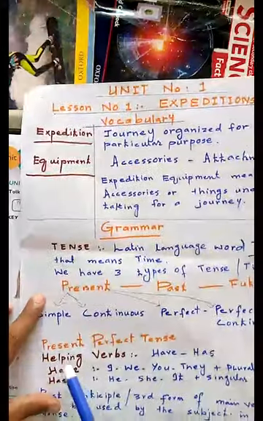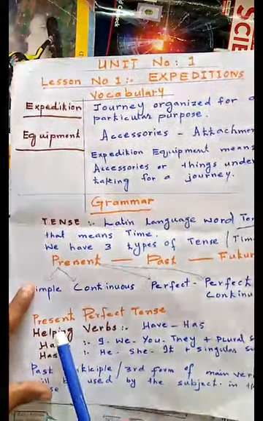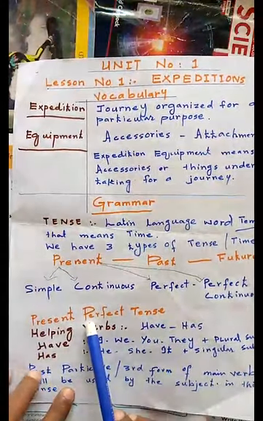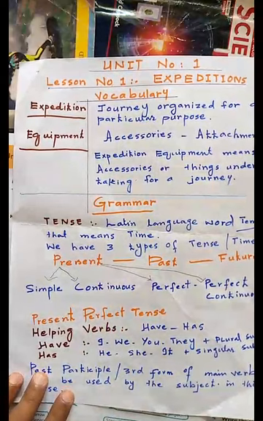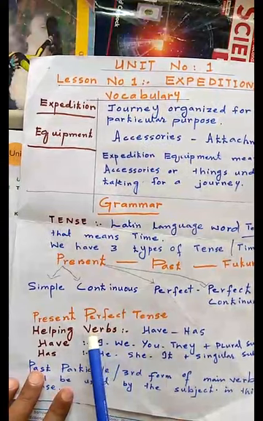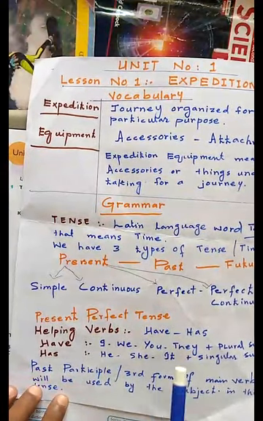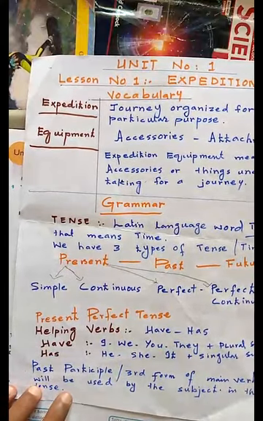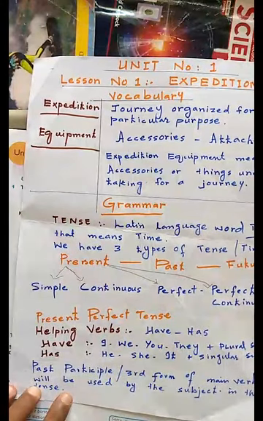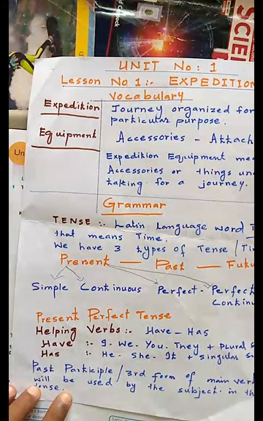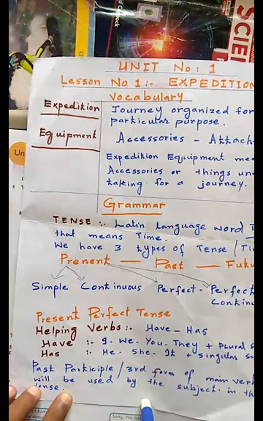Now we have to know what the tense defines. So present perfect tense: the word perfect means complete. First of all, understand the meaning of the word perfect. Perfect means complete. Present perfect tense shows that an action is completed recently. An action completed recently is called present perfect tense.